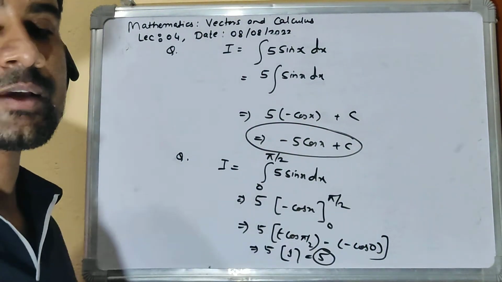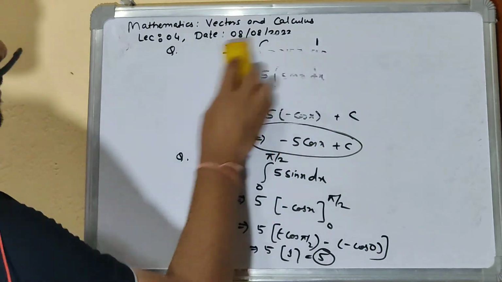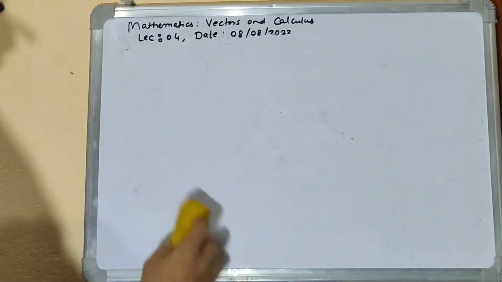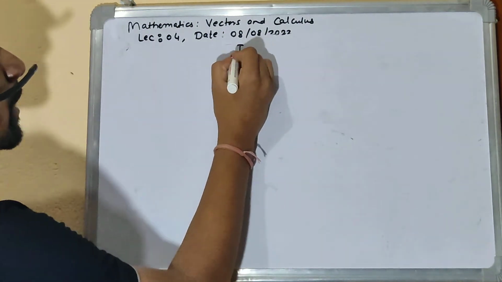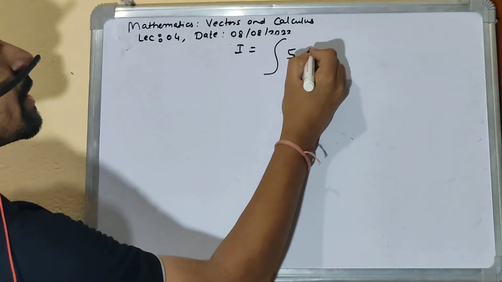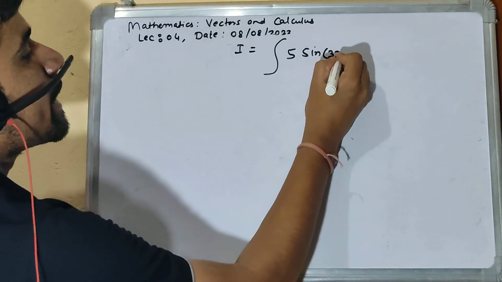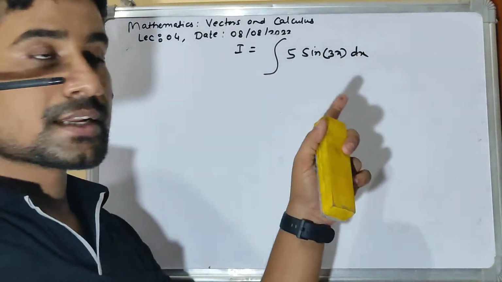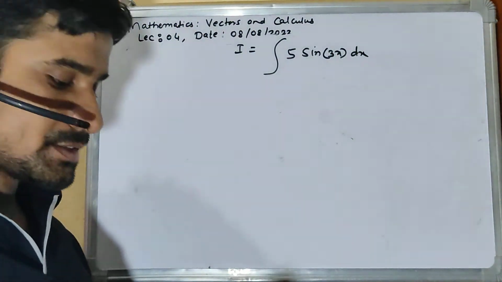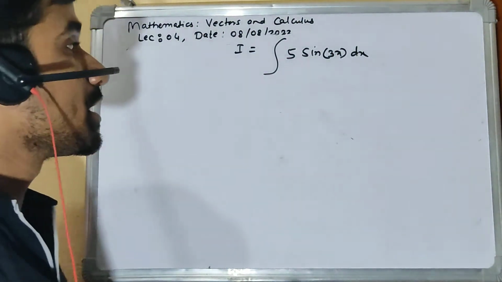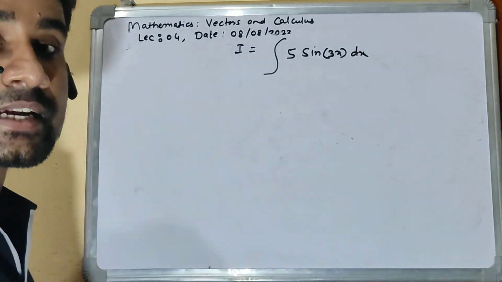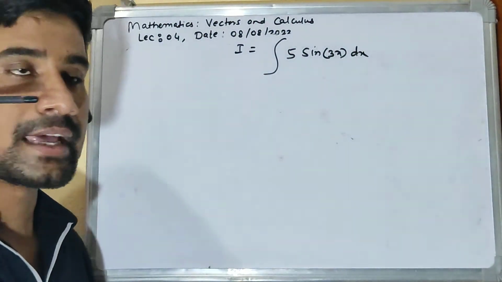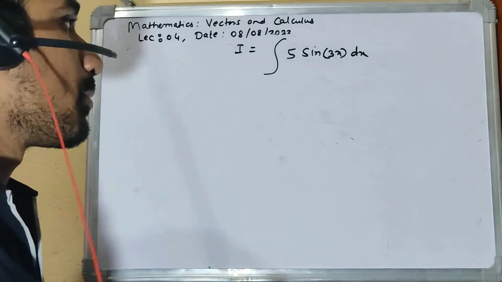So let's solve a different type of problem. We just solved what the integration of 5 sin x means. What if the question looks like the integration of 5 sin 3x dx? In problems like this, where we have a coefficient of x, or where any constant is added to or subtracted from x, we go for substitution, and then we convert it to our standard form.